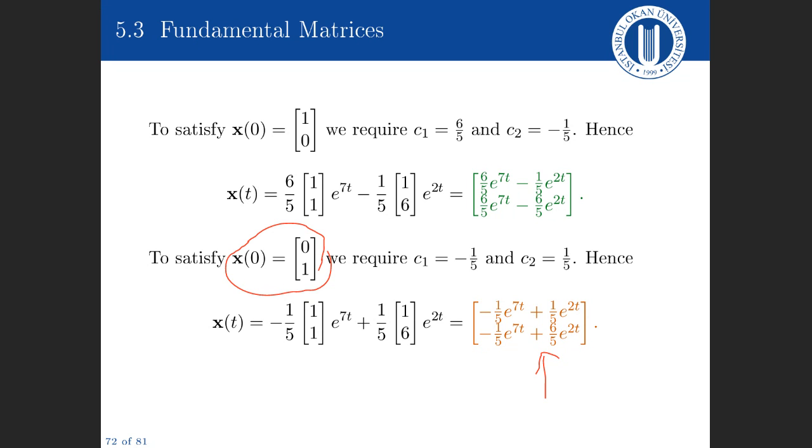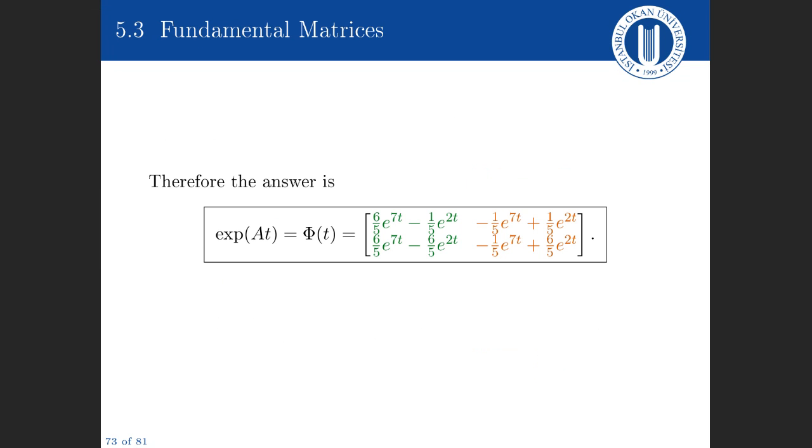And then we can write down the answer to this question. The exponential of At, or to say it another way, the special fundamental matrix which satisfies that capital phi of 0 is equal to the identity matrix, is this matrix where the left column is the green function and the right column is the orange function.